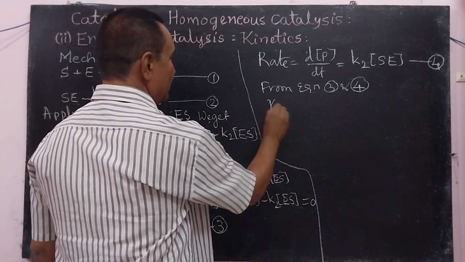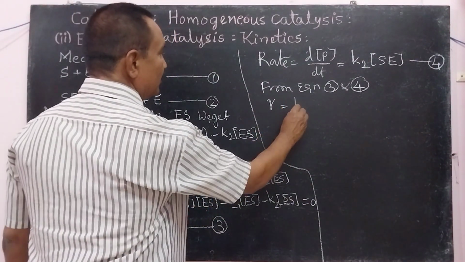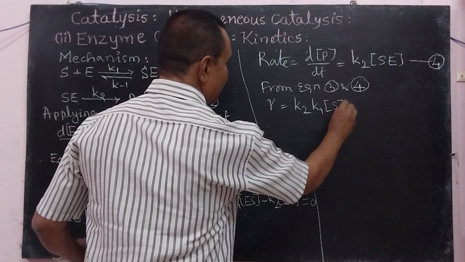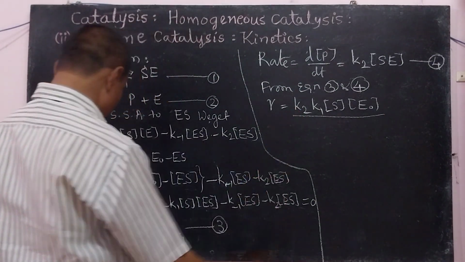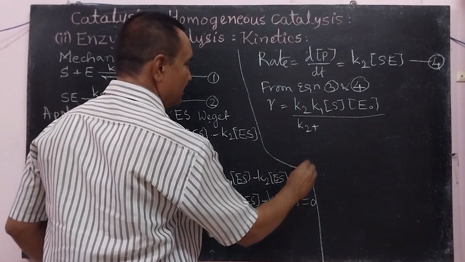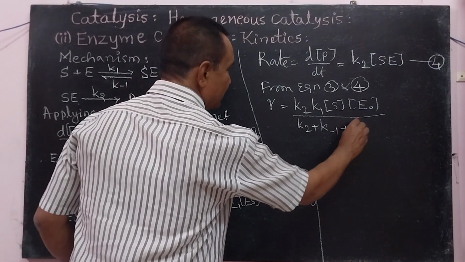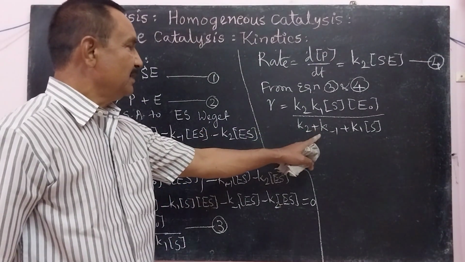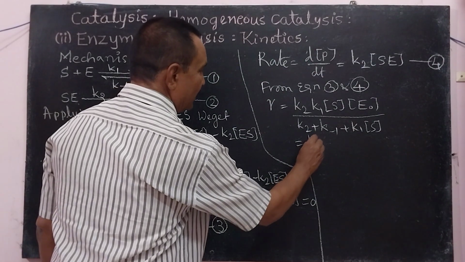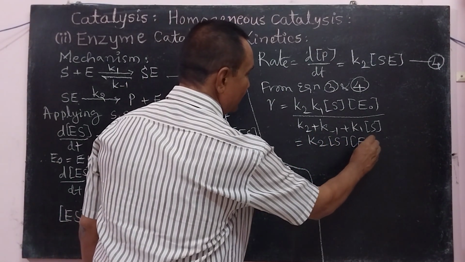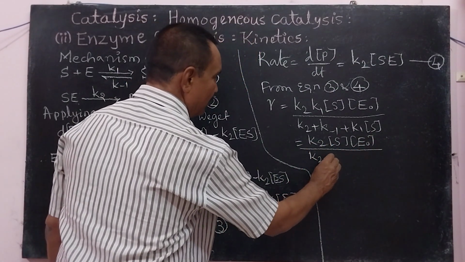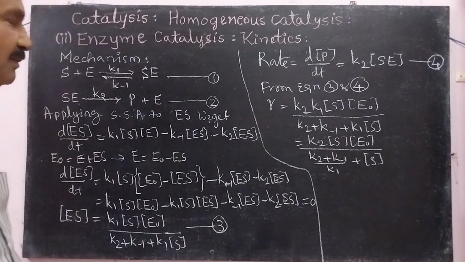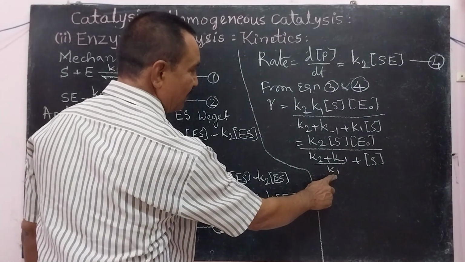We get rate equal to K2 into concentration of ES, equal to K2 into K1 into concentration of S into concentration of E0, divided by K2 plus K minus 1 plus K1 into concentration of S. Then by dividing the numerator as well as the denominator by K1, you are going to get K2 into S into E0 divided by K2 plus K minus 1 divided by K1, plus concentration of S. Here K2, K minus 1, K1 all are constants.